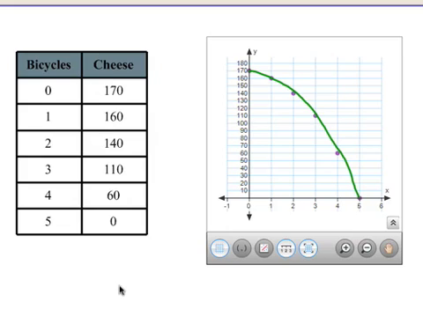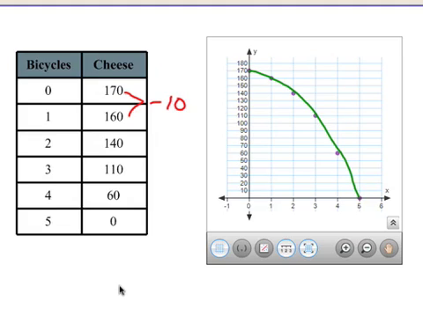The opportunity cost for each of them, if you look at the difference between point A and point B, you can produce no bicycles and 170 kilograms of cheese, or one bicycle and 160 kilograms of cheese. Therefore, the opportunity cost of producing each bicycle, when you moved from 0 to 1, you had to give up a certain amount of cheese. And in this case, you gave up 10 kilograms of cheese. The difference between 170 and 160 is 10.